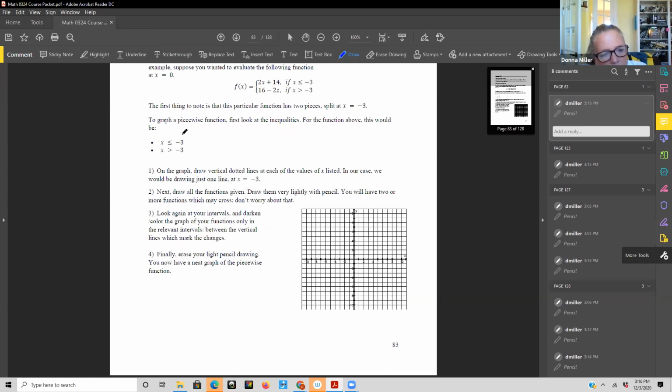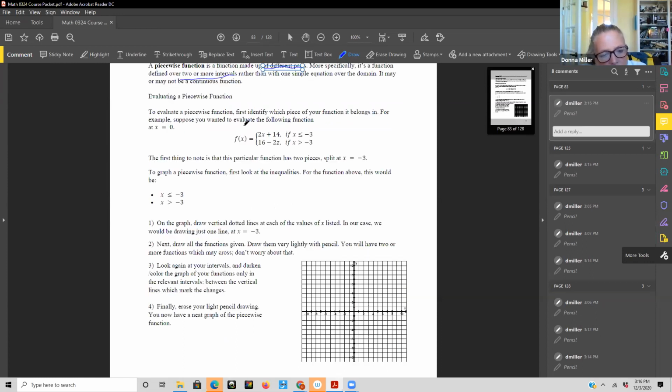So a piecewise function is defined something like this. It's got one brace, it says f of x equals. Now what it's saying is it equals 2x plus 14 if x is less than or equal to -3. So for all values of x less than or equal to -3, it looks like 2x plus 14. If x is greater than -3, it's going to look like 16 minus 2x. Okay. So what this is telling you is basically at -3, things change.